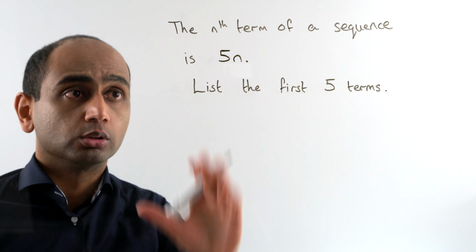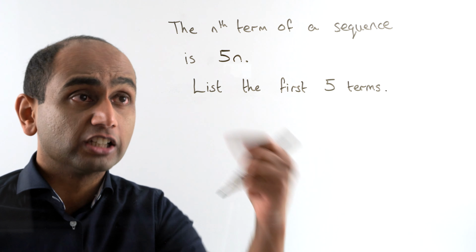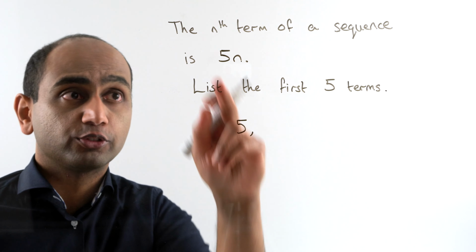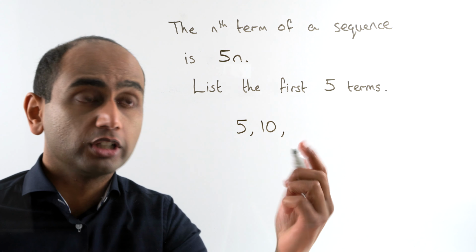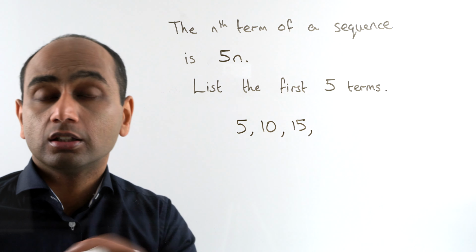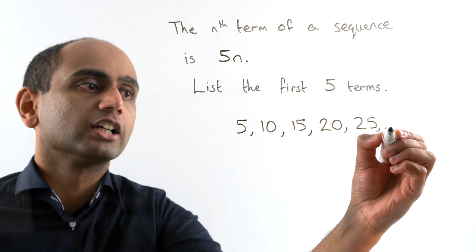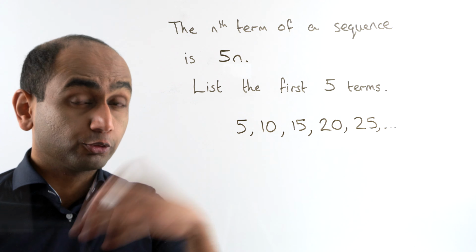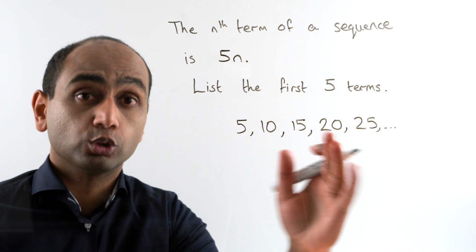Here's the second example. Pause the video and have a go at this one for yourself. Here's the answer. The first term would just be 5 times 1, which is 5. The second term is 5 times 2, which is 10. The third term is 5 times 3, which is 15. And the fourth term is 20. And the fifth term is 25. Notice we've just got the 5 times table. That's just like before, when the nth term was 4n, and we ended up with the 4 times table.